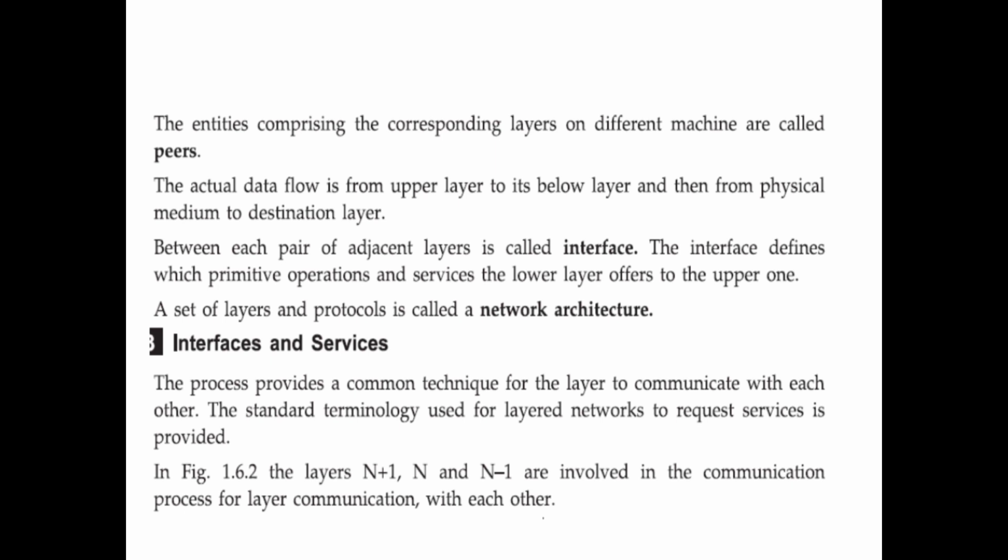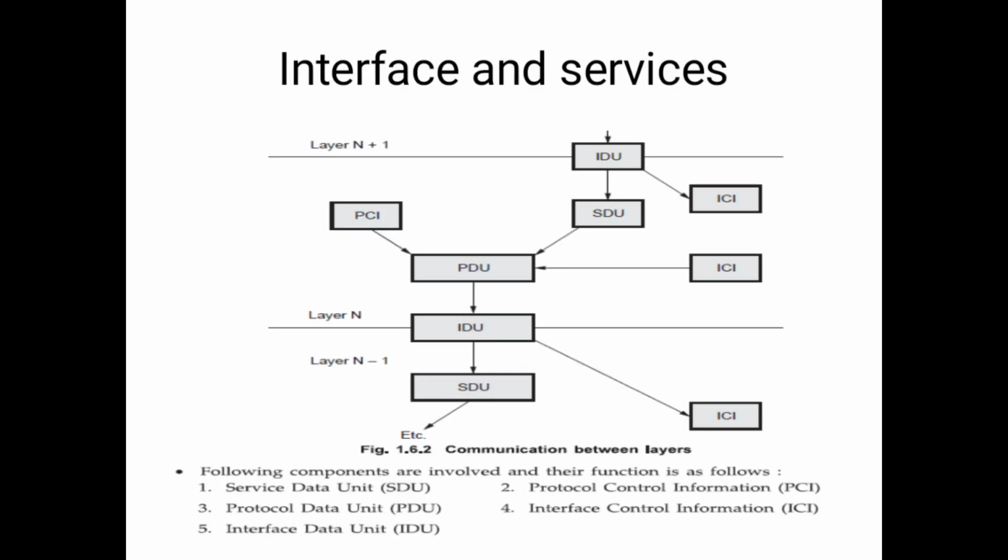And the interface and services are classified into different layers as N plus 1, N and N minus 1. The following diagram will explain the interface and services between the layers. Here is a diagram of interface and service. Here the layer N has PDU, PCI, SDU and ICI.